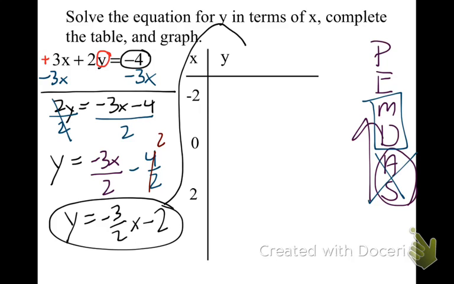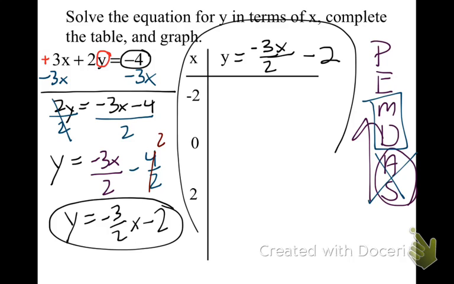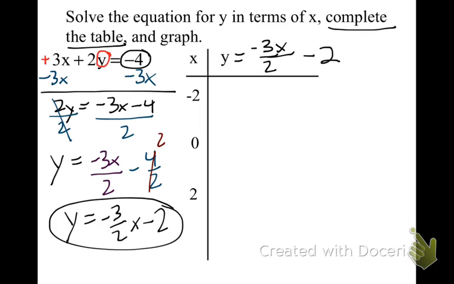That's going to be my equation. So I'm going to take my equation and write it up here. What does y equal? Y equals negative 3x divided by 2, minus 2. That is my equation. So now go ahead and write down this chart. Now we are going to complete the table. So I have negative 3 times x, all divided by 2, minus 2.